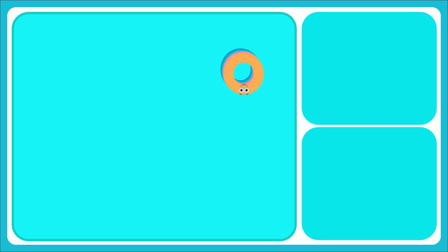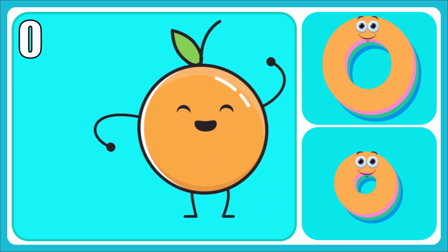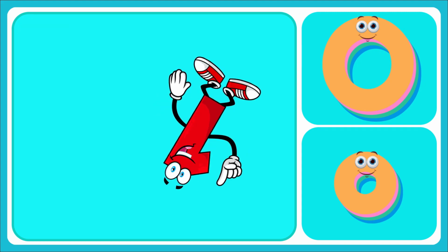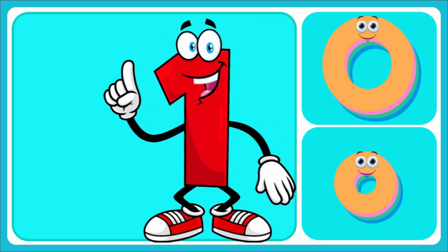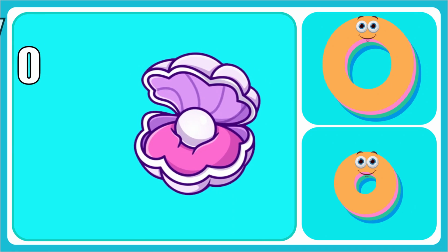Today we will learn alphabets and their sounds. Have you ever seen the letter O? Hi, I am letter O. And my sound is O, O, O. And the words that start with me are orange, O, O, orange. One, O, O, one. Oyster, O, O, oyster.